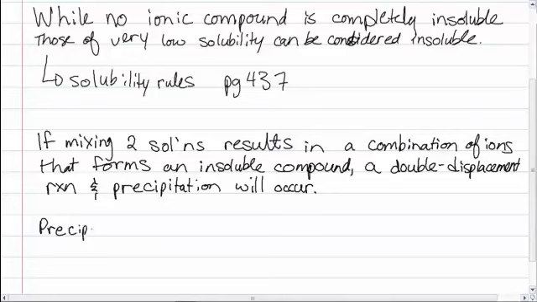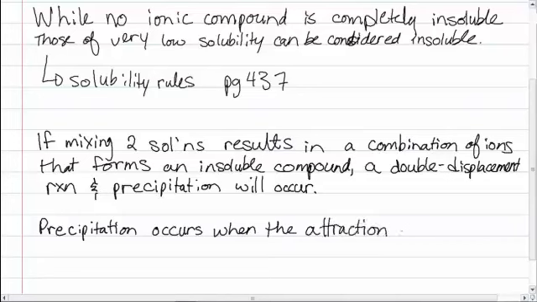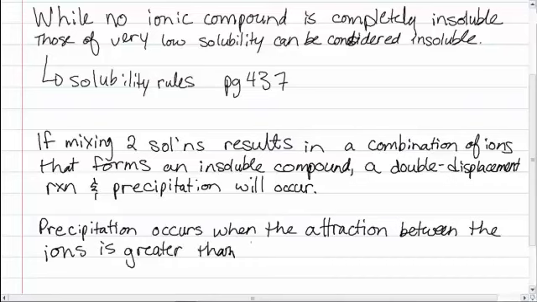So precipitation occurs when the attraction between the ions is greater than the attraction between the ions and the surrounding water molecules.